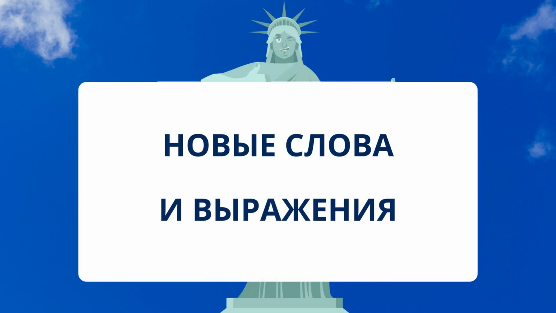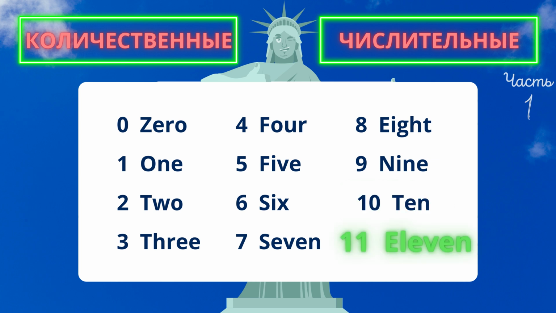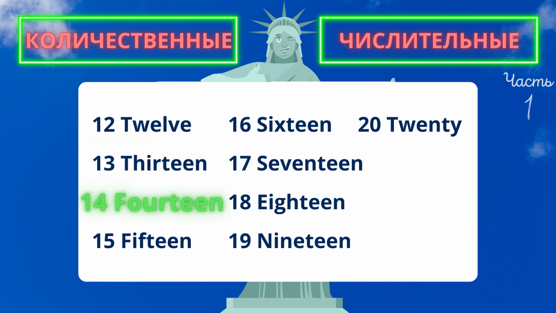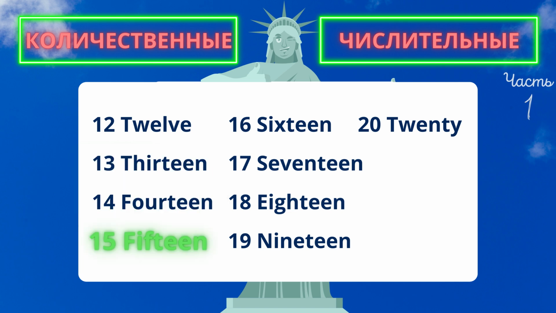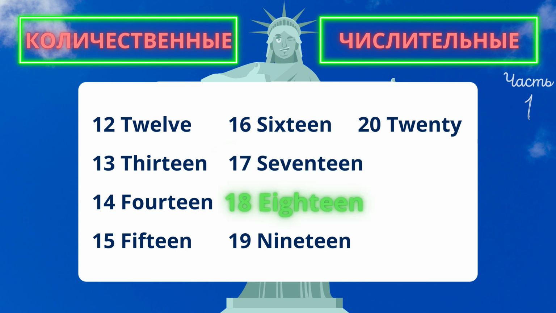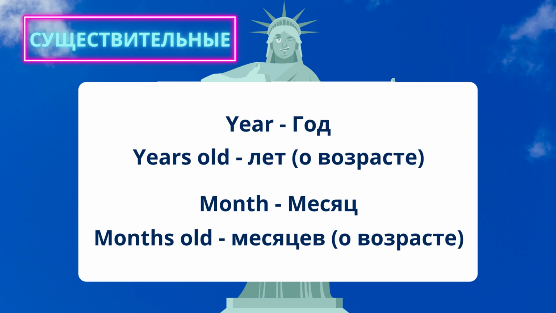Новые слова и выражения. Количественные числительные. 0, 1, 2, 3, 4, 5, 6, 7, 8, 9, 10, 11, 12, 13, 14, 15, 16, 17, 18, 19, 20.